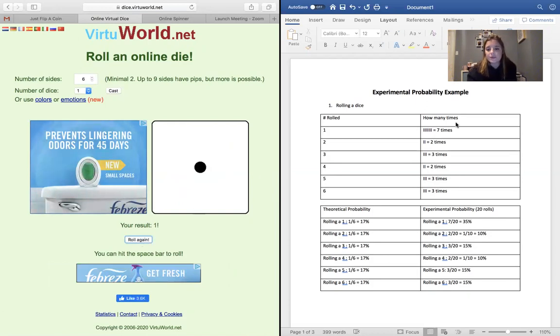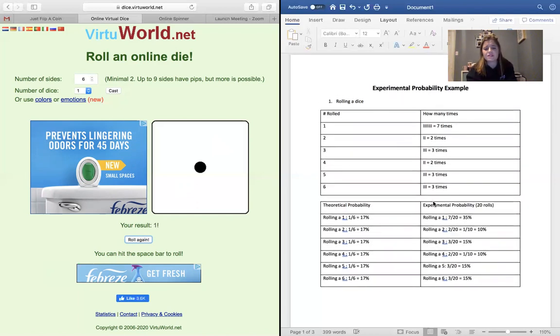If you look here, when I was rolling it, I rolled 20 total times. I got a 1 7 times. I rolled a 2 2 times. I rolled a 3 3 times. I rolled a 4 2 times. I rolled a 5 3 times, and a 6 3 times. As you can see, if you add all those up, it comes up to 20 rolls.